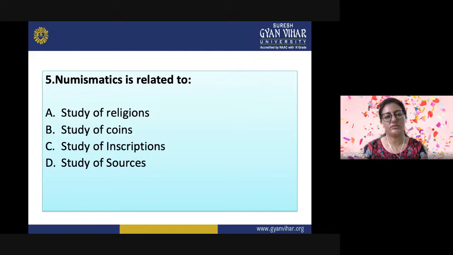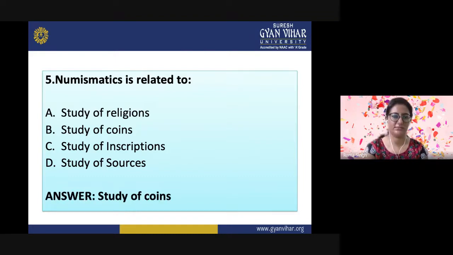Next question is numismatics is related to. Options are study of religions, study of coins, study of inscriptions, or study of sources. So what study is related to numismatics? So the correct option is the study of coins.